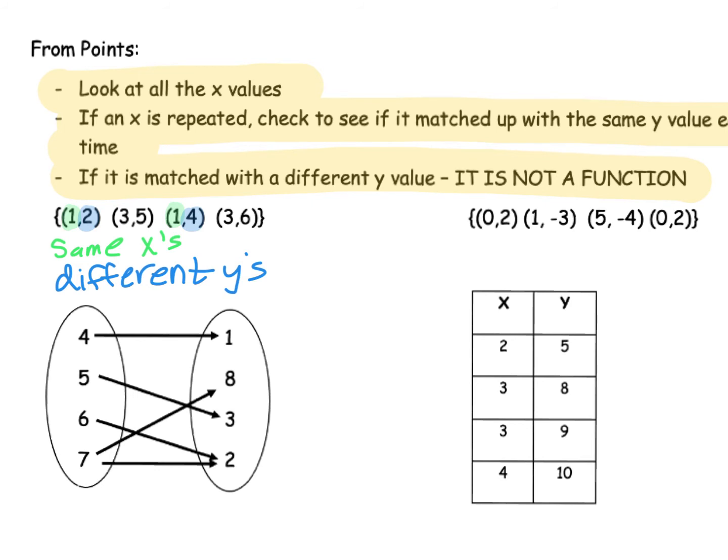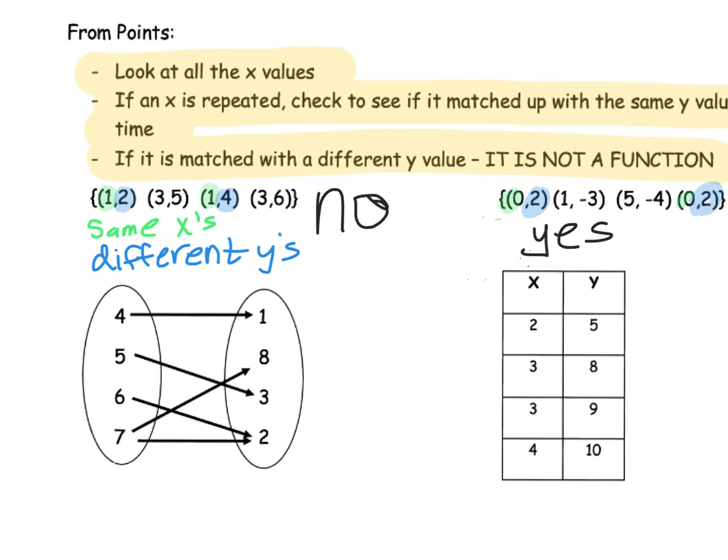So my next set of ordered pairs, the ordered pairs on the right, are those going to be a function? Yes, they're a function. I do have the same x's. However, we also have the same y value. So this one was a no, but the one on the right, friends, is going to be a yes. Because even though you've got the same x's, you've got the same y's to go with it. So that one is going to be a yes.